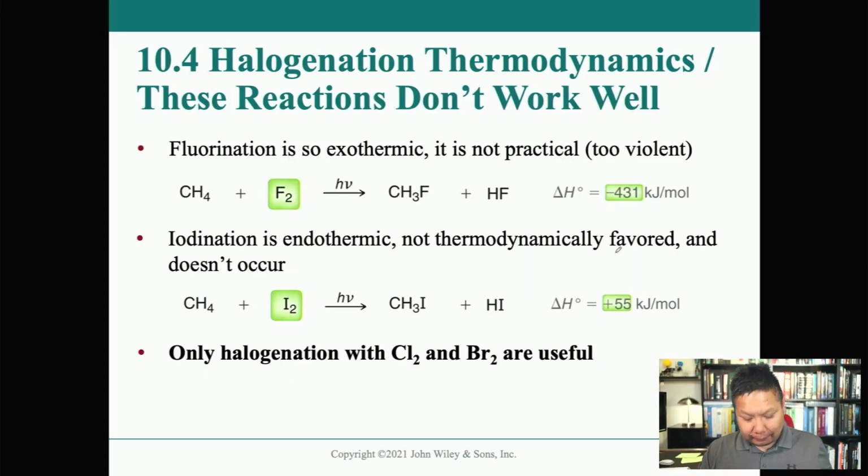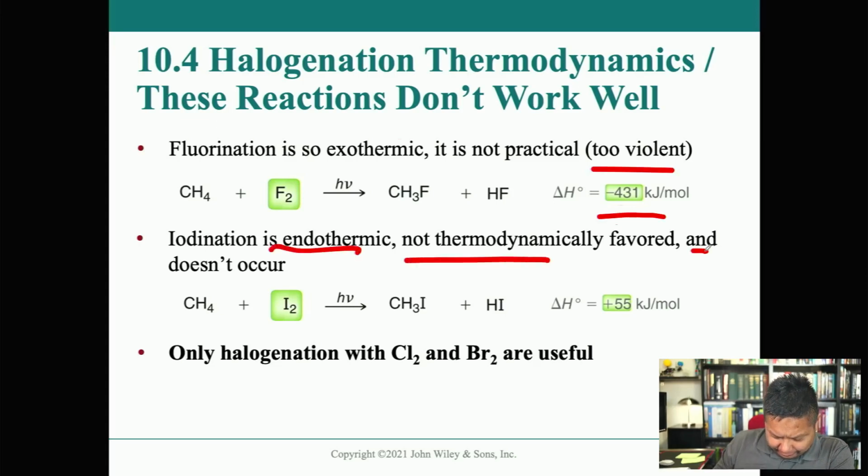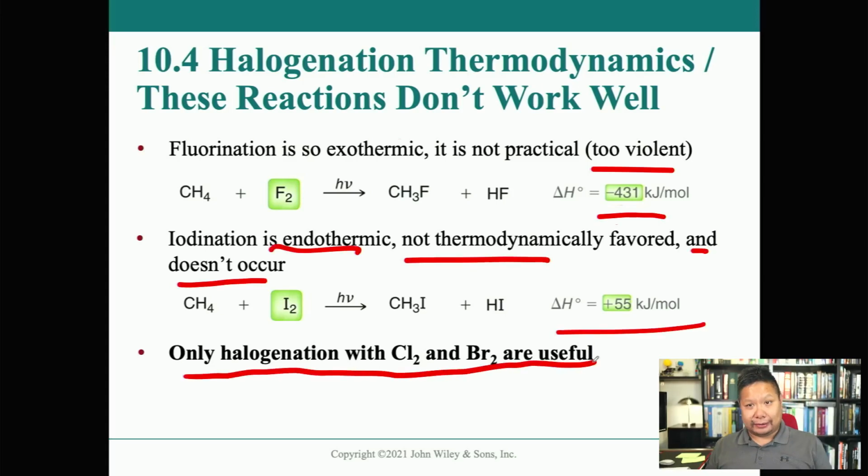So, fluorination. Oh, this is literally what I just said in the previous slide, right? Fluorination is so exothermic that it's not practical. It's way too violent, right? With the negative 431. And then iodination is endothermic, not thermically favored, and does not occur, right? So really, only halogenation with chlorine and bromine are useful. Literally what I said in the previous slide.